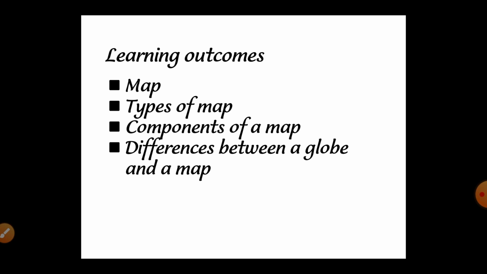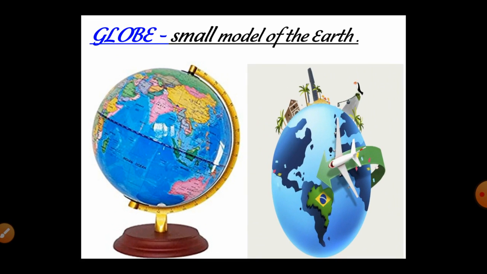First of all, we know that it is impossible to see the entire earth at the same time, right? Because of its size and shape. That's why a model of the earth can help us to view the entire earth. That model is called a globe. So what is a globe? A globe is a small model of the earth made by humans. It is called a globe.